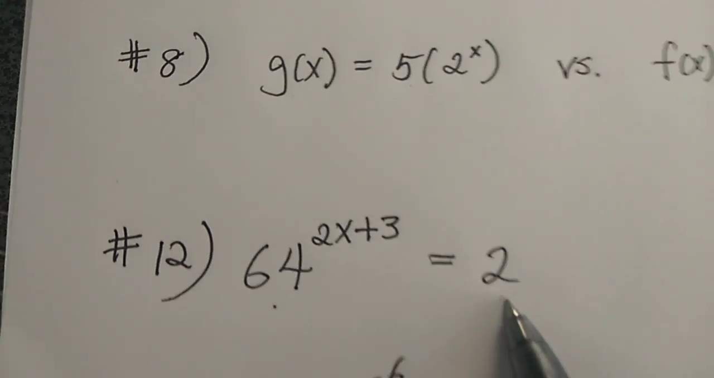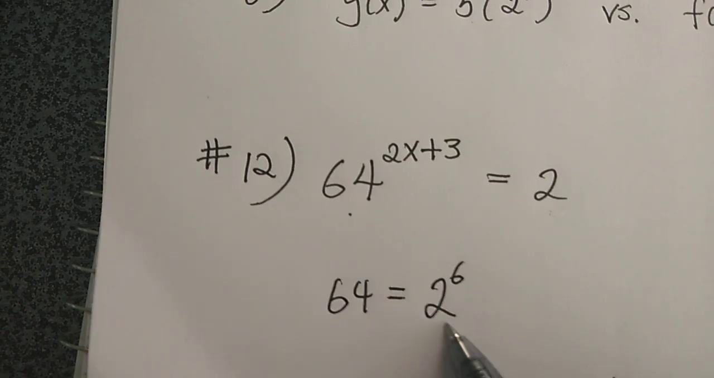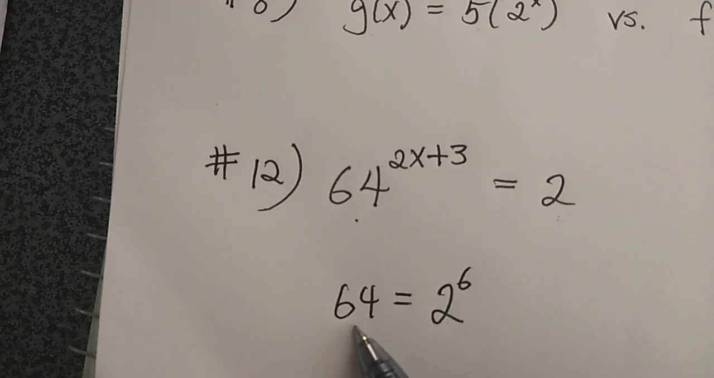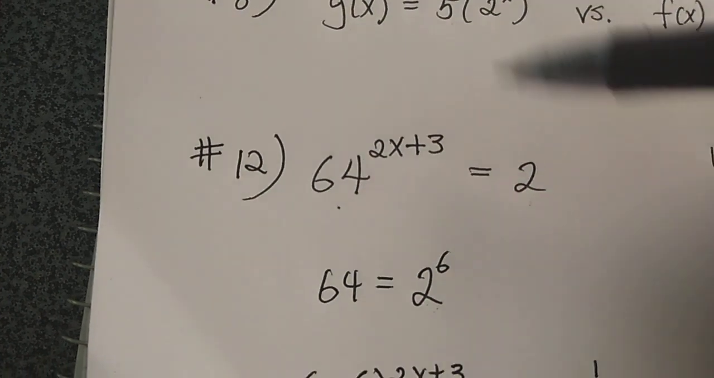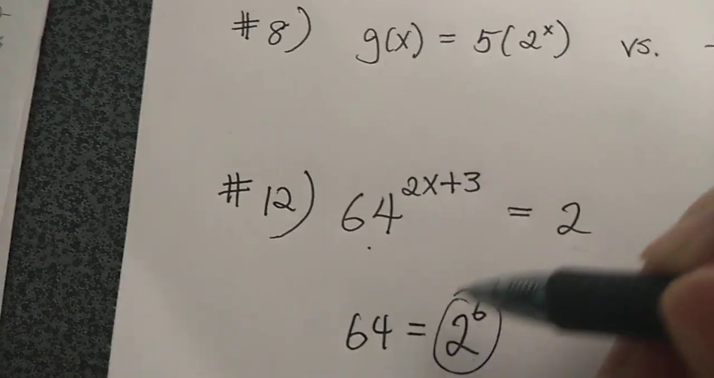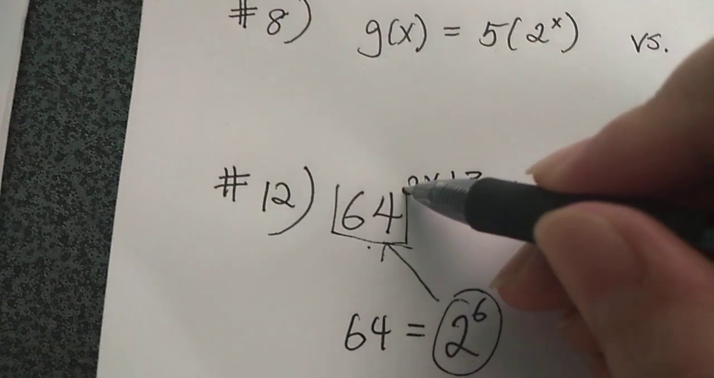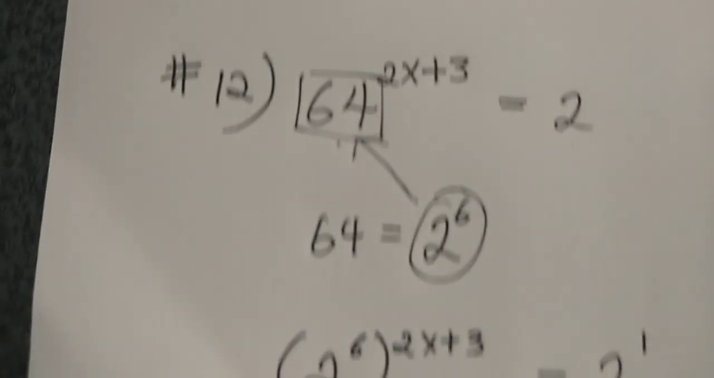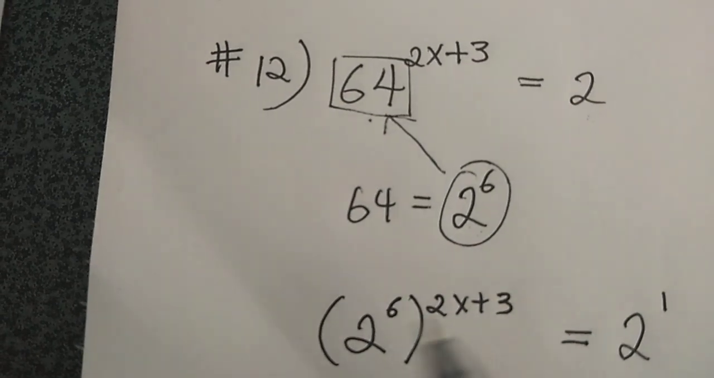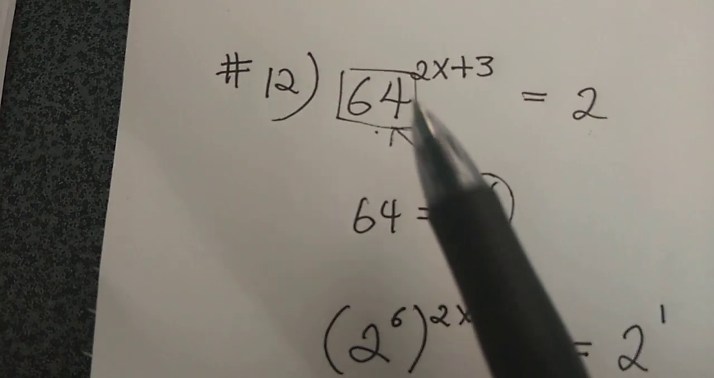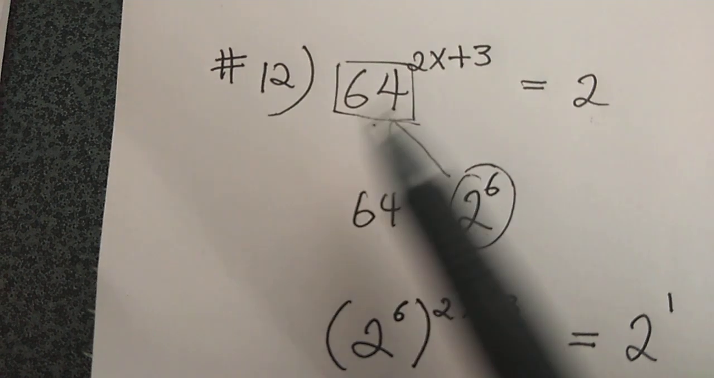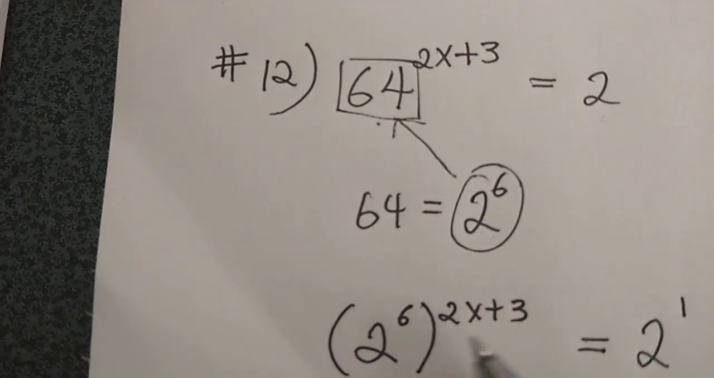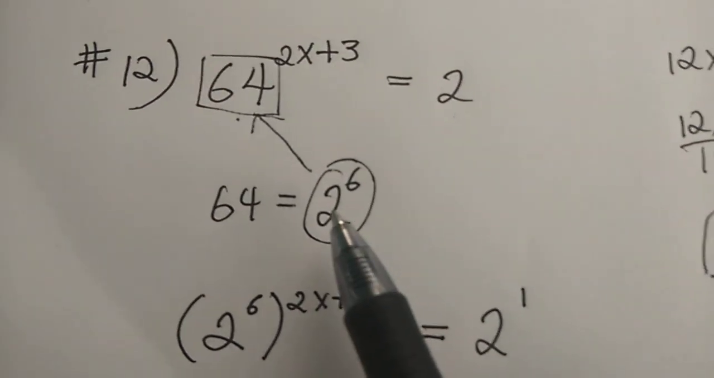So let's see, how can we change the base to 2 for the 64? Well, 64 is equal to 2 raised to the 6th power. So you can now substitute this for this. That's what I'm going to do here. Instead of writing 64, I'm going to write 2 raised to the 6th power in this question. You see that? And then this is being raised to this power, so I'm going to write that again. All I did was substitute this for that.